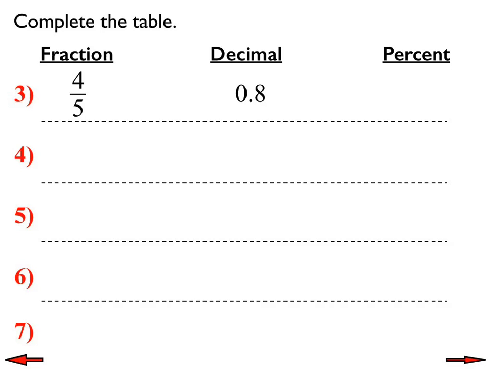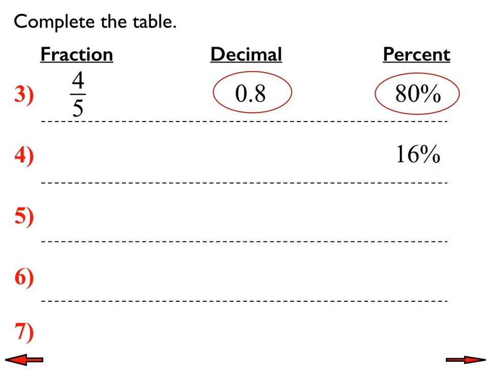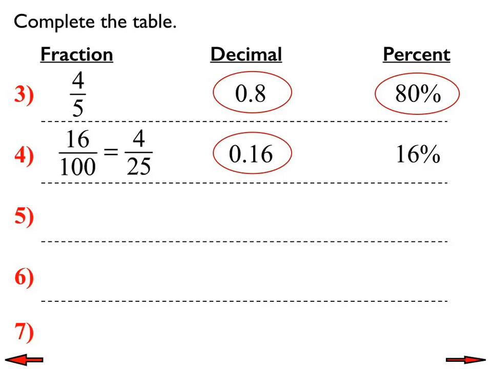4/5 is equivalent to 0.8, which is equivalent to 80%. Number 4, we started with 16%. That is equivalent to 0.16 as a decimal, and it starts as 16 over 100, but we always simplify fractions. That simplifies to 4 over 25.